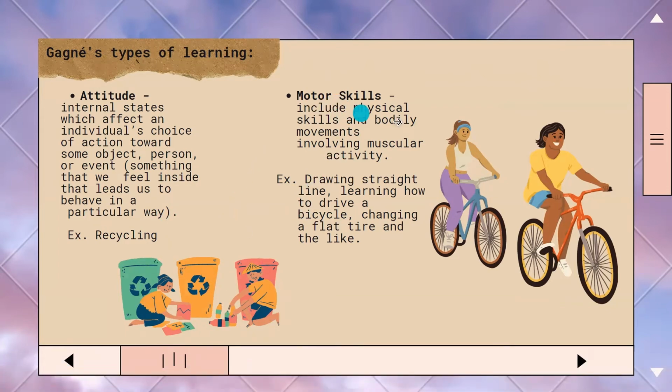Next is the motor skills. Motor skills include physical skills and bodily movements involving muscular activity. Say, for example, this figure shows learning how to ride a bike. And some other examples include drawing a straight line, changing a flat tire, and the like. That includes physical skills and bodily movements.